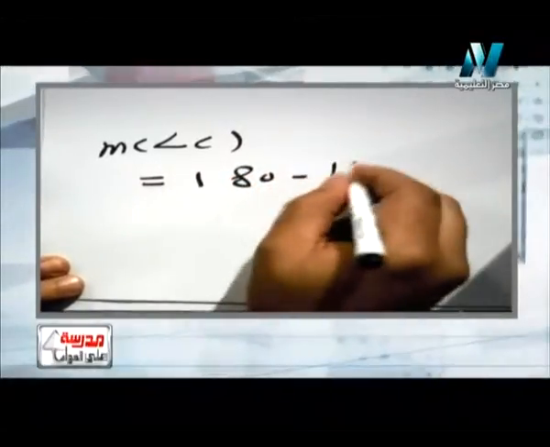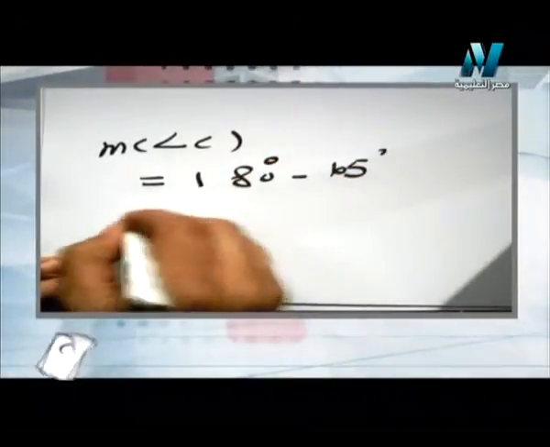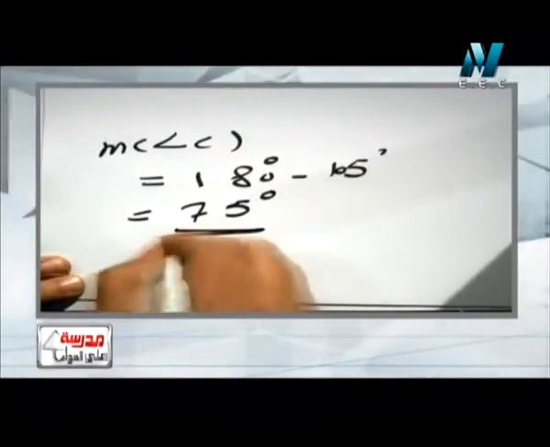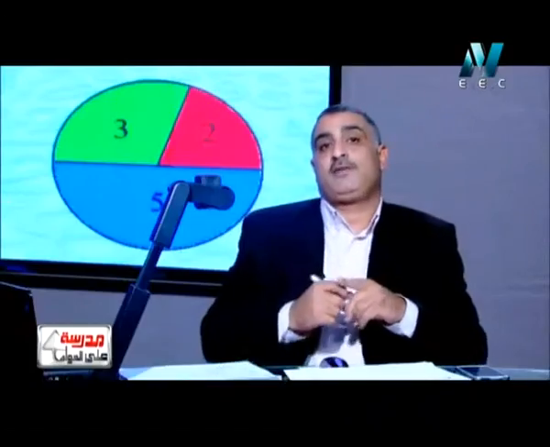The measure of angle B plus the measure of angle C equals 180, doesn't it? We have the measure of angle B equal to 105, so we can get angle C in just one step. The measure of angle C equals 180 degrees minus 105, and the result will be 75 degrees. We just applied our property.